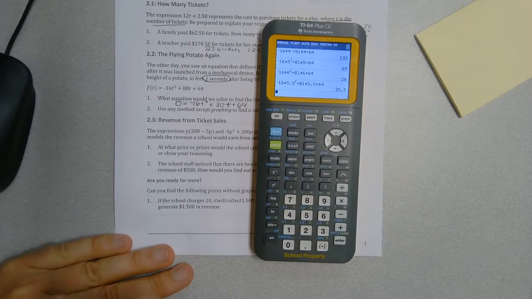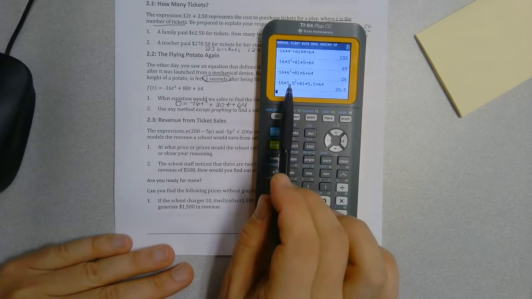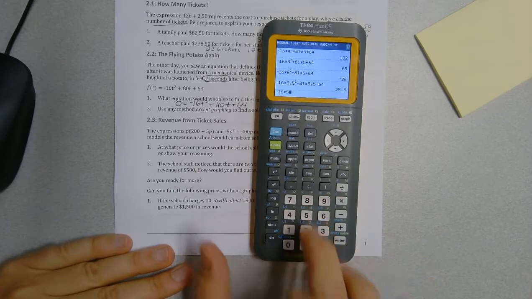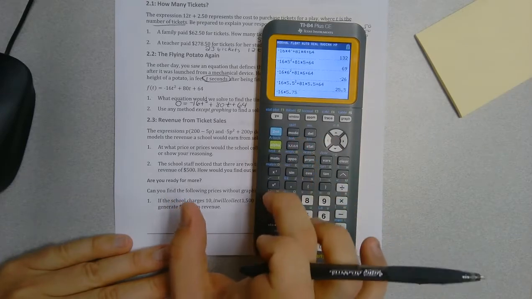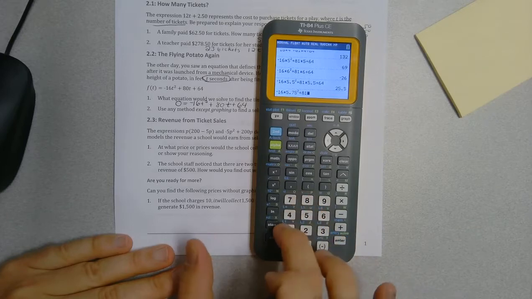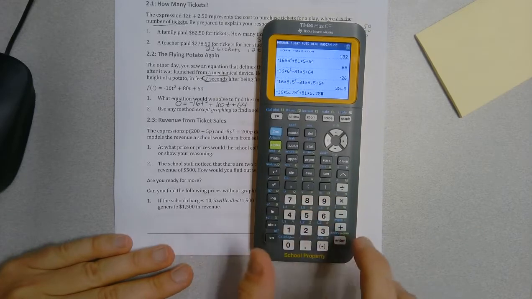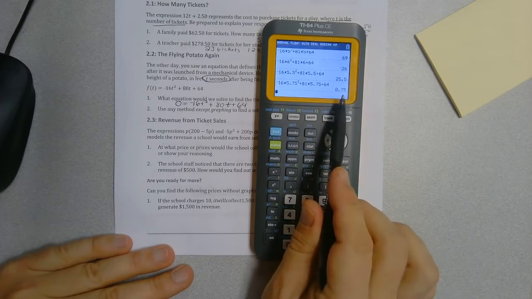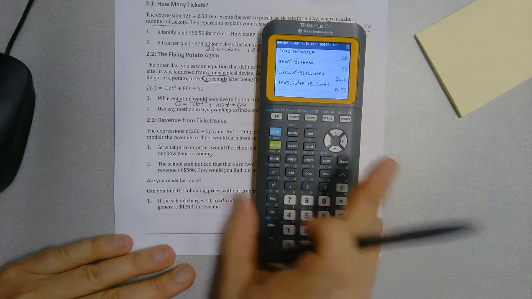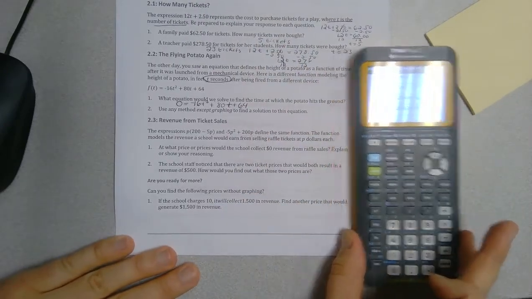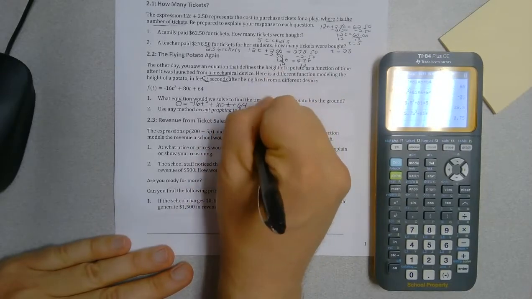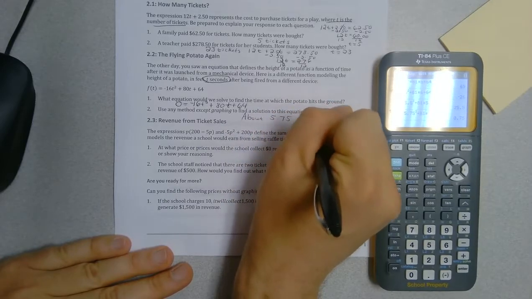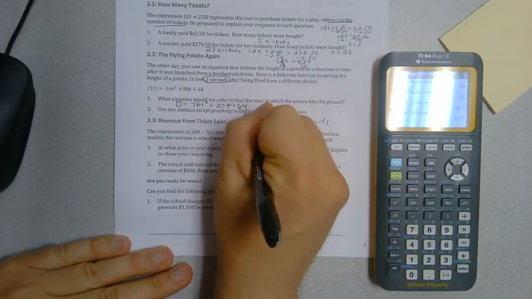So I'm going to guess 5.75 because it's somewhere in between 5.5 and 6. So I'm going to go negative 16 times 5.75 squared plus 80 times 5.75 and then plus 64. And I got about 0.75 feet. That's pretty close to the ground. So I'm just going to put about 5.75 seconds. And then we use guess and check.